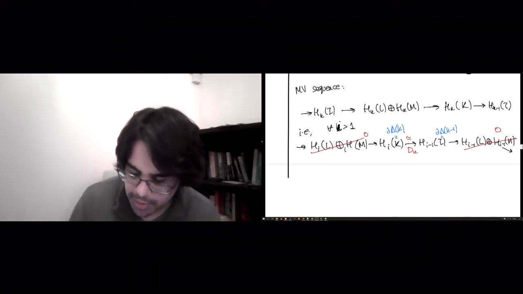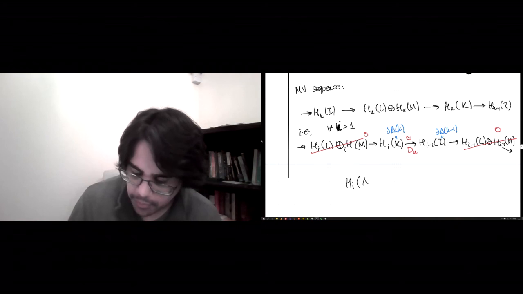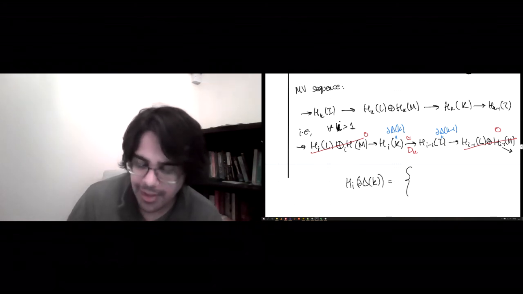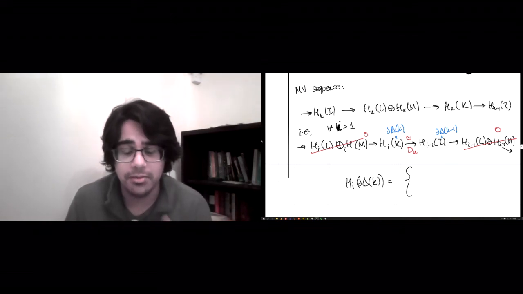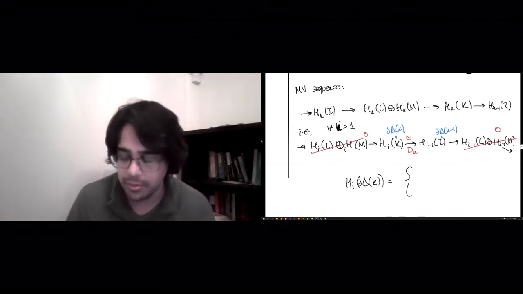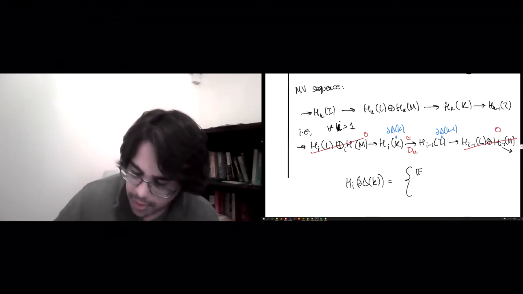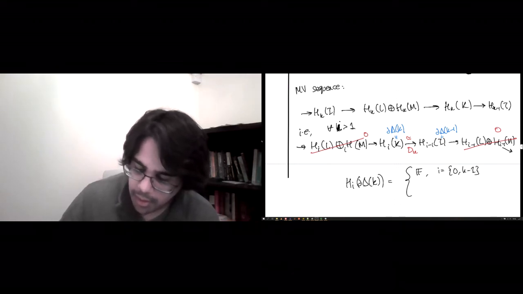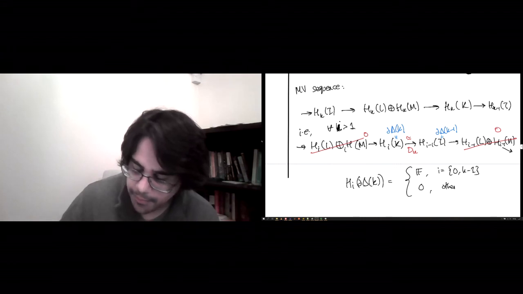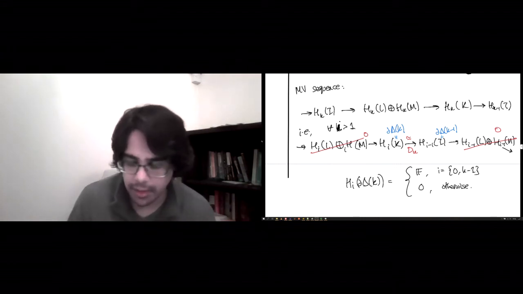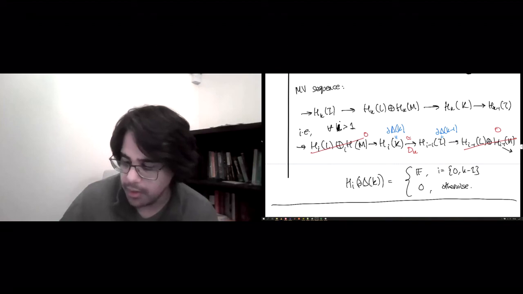And if you put all of this together, the homology of the hollow k simplex is the homology of the spheres, because if you remember, its geometric realization is homeomorphic to a sphere. This turns out to be a copy of the field if i equals 0 or k minus 1, and it's 0 otherwise. So that's the music of the spheres for you. See you next week.